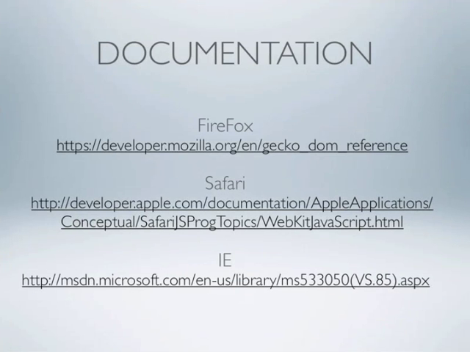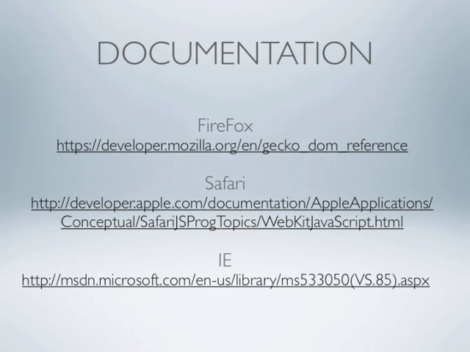DHTML is complicated and there's a lot that goes into it, so something I would certainly recommend that you do is find a good online resource for whatever browser you like that describes some of the different DOM manipulation features and capabilities that are available in that browser. These are the three URLs that I usually keep on hand. The first one is for Firefox, the second for Safari, and the last one for Internet Explorer.